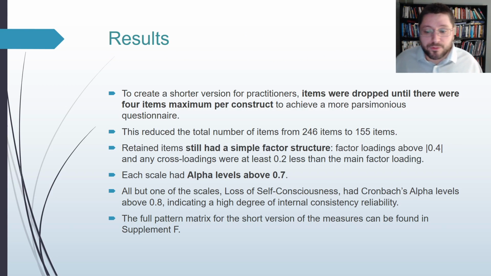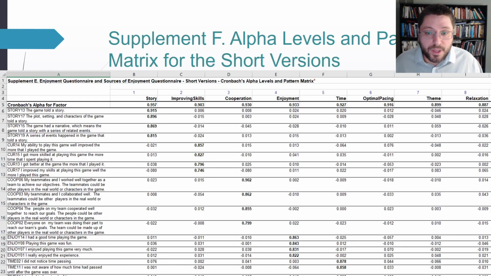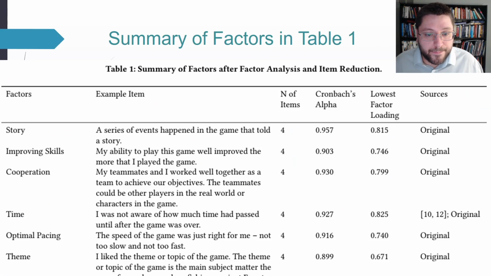To create a shorter version of these measures for practitioners, items were dropped until there were 4 items maximum per construct. This reduced the total number of items quite a bit, and we still had a simple factor structure, and Cronbach's alpha levels were above 0.7. Here in supplement F, you can see the alpha levels and pattern matrix for the short versions of the measures. This information was also summarized in Table 1 in the paper as well.